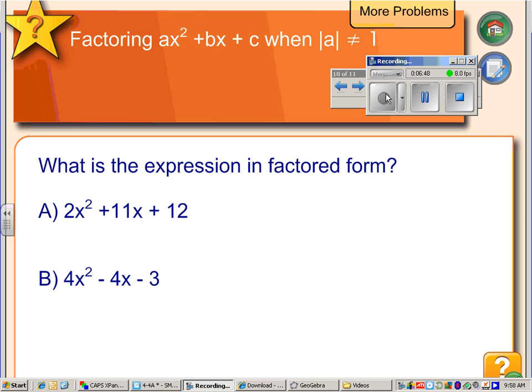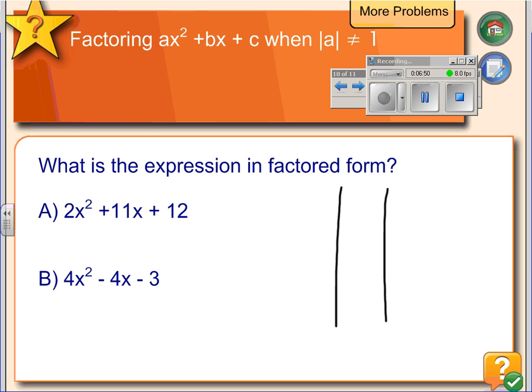Okay, for problem B, we're going to set up the tic-tac-toe because we have a leading coefficient. The leading coefficient is a perfect square, but our constant term is not, so we know we're not factoring a perfect square trinomial. So the 4x squared will go in the middle, negative 3 goes in the bottom right corner, and we multiply 4x squared times negative 3, and we get negative 12x squared.